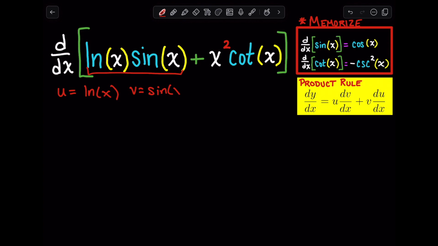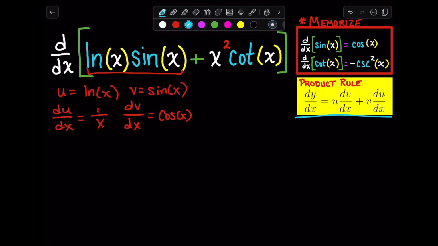So then we take the derivative du dx, and if you'll recall, we need to memorize that the derivative of ln x is always just 1 over x. And then taking the derivative of v, dv dx, that's going to be cosine x, as noted on this side of the screen.